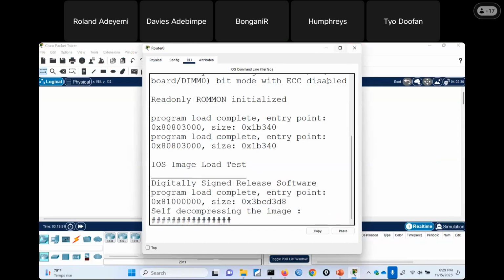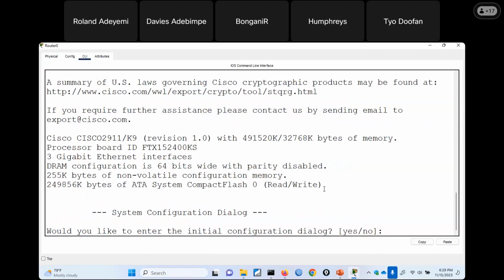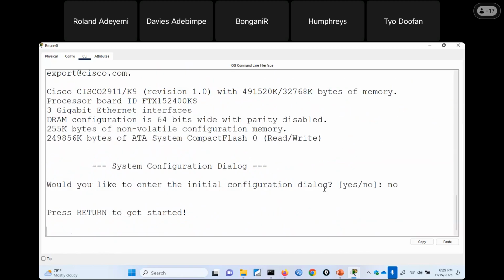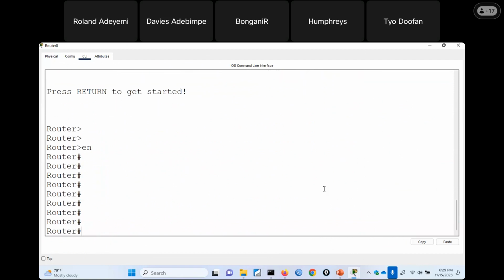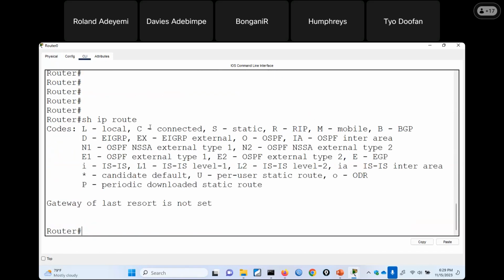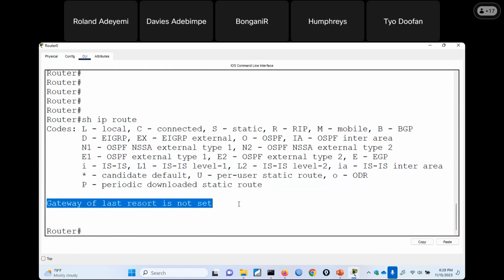I just brought a router out. I am in the router now. In order for me to see the routing table of this router, I will just say show ip route. It's only showing me codes. What are these codes for? I will talk about them now. But after that code, I'm supposed to see other information. There's no information in the routing table. The codes will always be there.